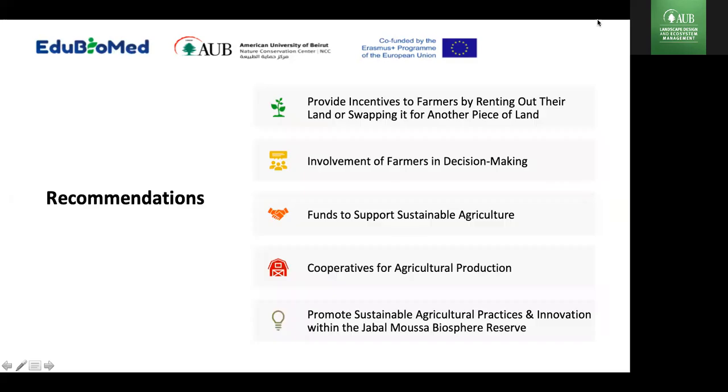So finally, to conclude with a bit of recommendations, I would suggest providing incentives to farmers by renting out their land or swapping it for another piece of land outside the core area instead of allowing them to grow there. Maybe we can involve farmers in decision making and provide alternatives to what they grow. Maybe provide funds to support sustainable agriculture, or try to bring about cooperatives that might improve agriculture production and promote sustainable agriculture practices and innovation within the Biosphere Reserve.